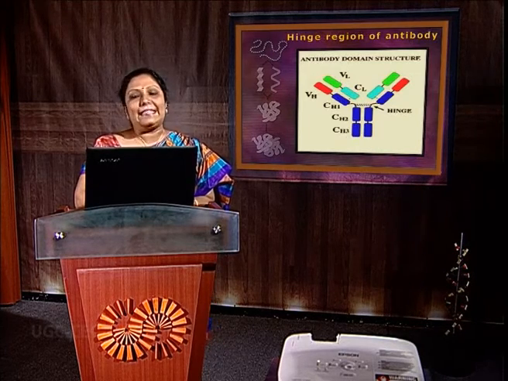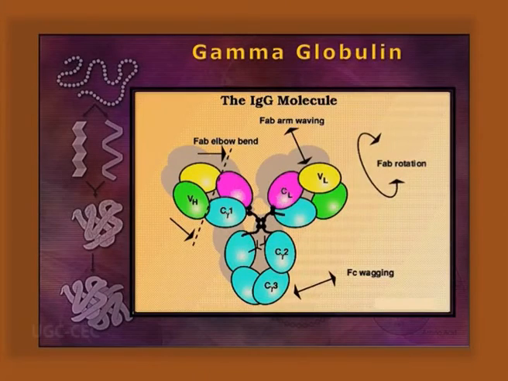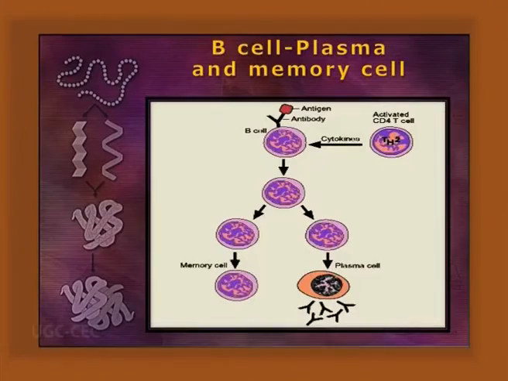Let's talk about their types. IgM has five units interconnected by the J chain, and it is needed to trigger the complement cascade. Next, very important is gamma globulin, or IgG. IgA is needed for secretion. IgD is found over the B cell, and IgE is very important for the allergic response as well.